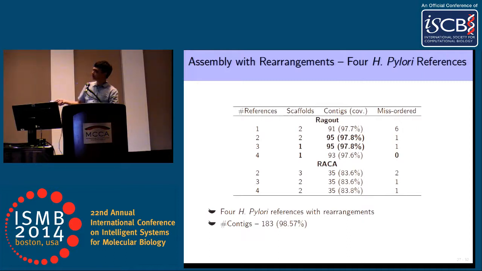We also compared Ragout with Raka, which is actually the only tool available that can handle multiple references. And as you see, Raka is somewhat worse in the number of contigs, and it also has more scaffolds.